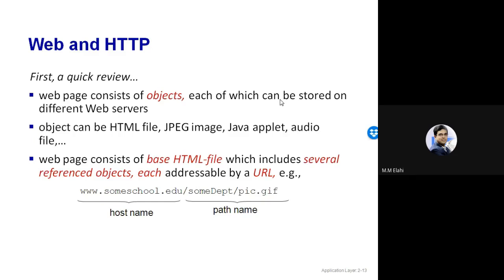Now in this section, we'll go into more details. First thing, a web page consists of objects, each of which can be stored on different web servers. You have experienced a web page with, for example, 10 images. A Facebook page contains images, video, audio, so there are different types of objects in a single page. A web page is a container, and the basic template is HTML, which contains different objects.